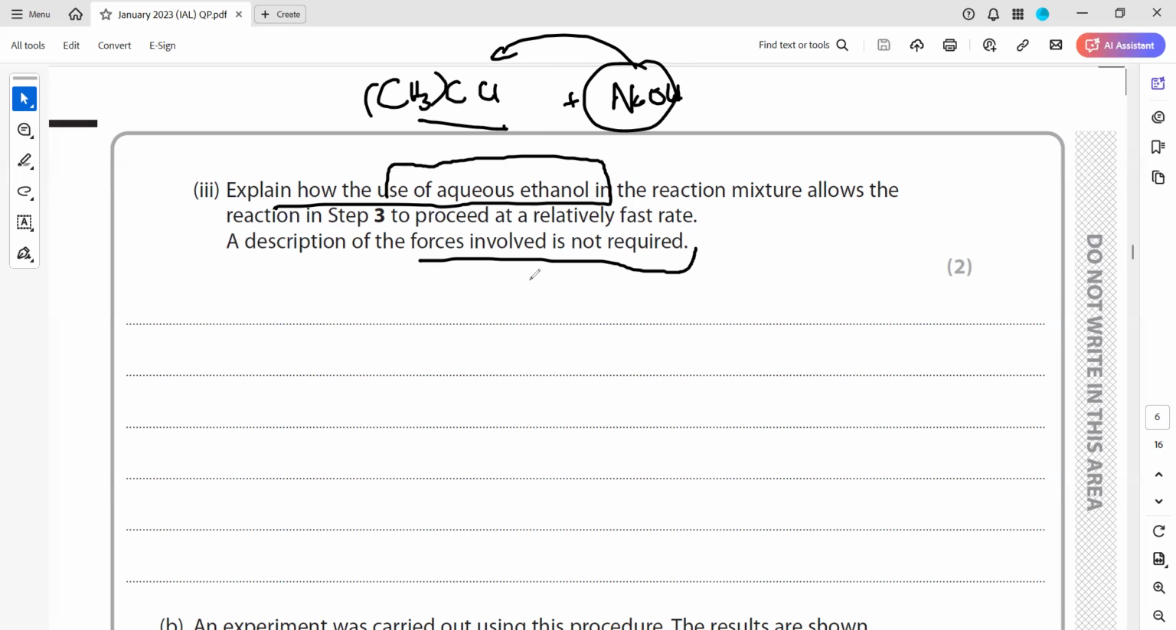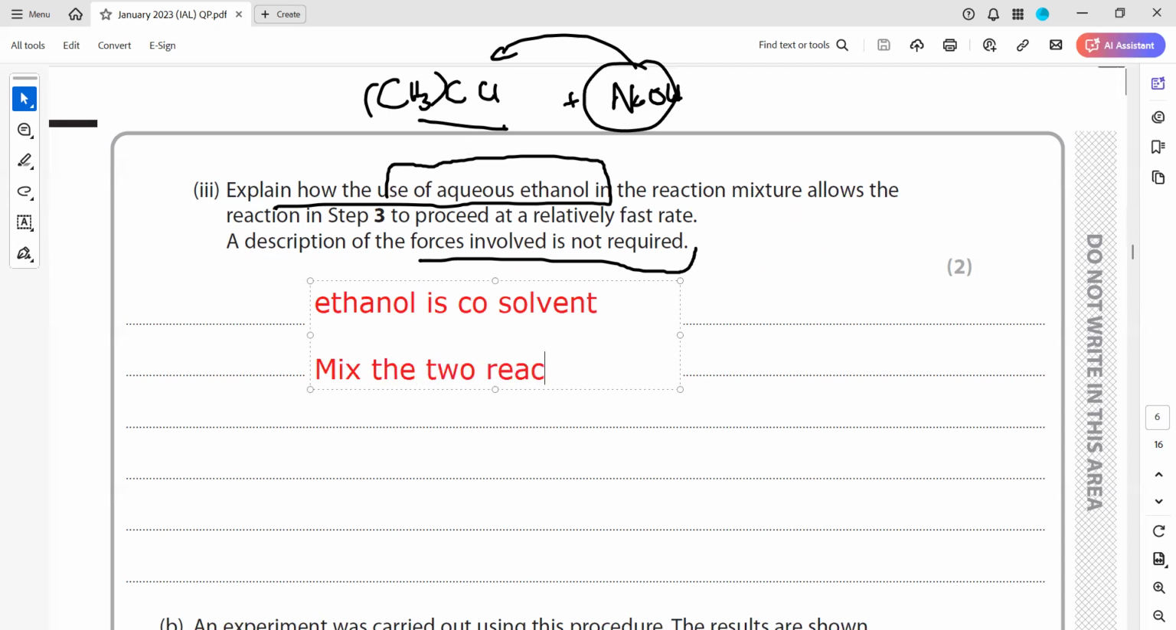Okay. So the points here which will score marks: ethanol is a co-solvent, and we use ethanol to allow the reactants to mix with each other. But we don't have to say anything about the intermolecular forces here.